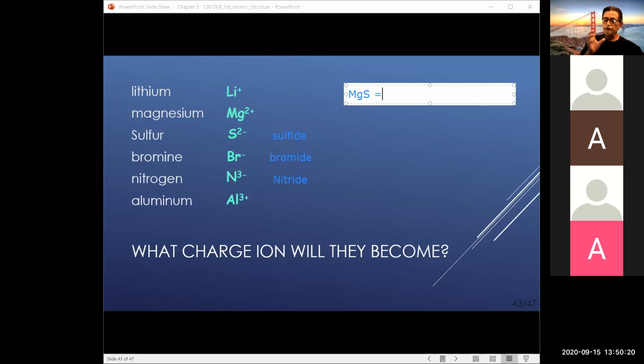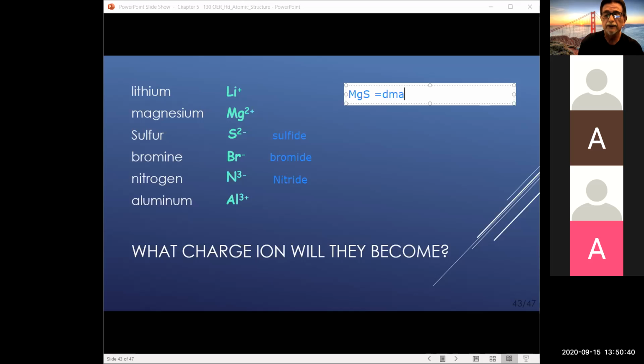So you won't see two lithium, or a lithium and a magnesium. You're going to see a lithium, a cation, and an anion. So now you can put together lithium and bromide, lithium sulfide, lithium and nitride, or aluminum and nitride, aluminum bromide. So you're already starting to put together compounds.